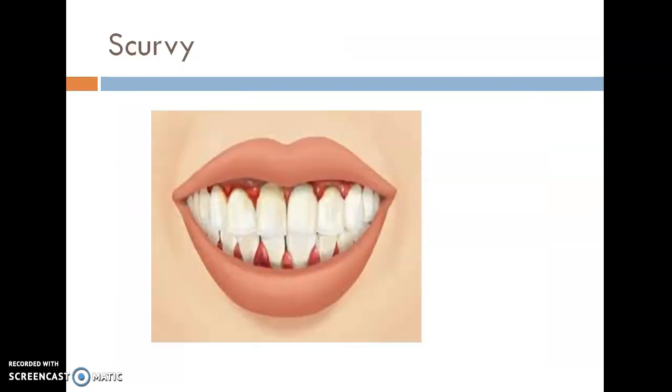Next is scurvy. Scurvy is called scorbutus or bleeding gums. It is loosening and falling of the teeth in individuals. It is a vitamin C deficiency seen in human adults. It is characterized by extravasation of blood, which means flow of blood from blood vessels to the surrounding tissue.